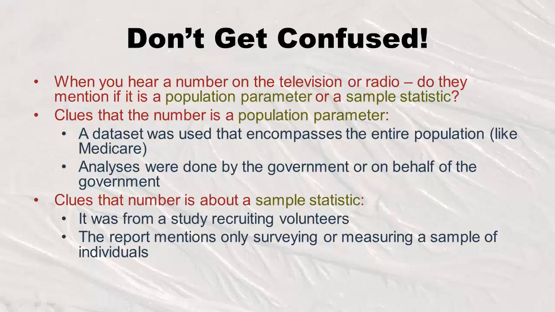Clues that someone's talking about a sample statistic is if you hear them talking about a study that recruited volunteers. Well, if it's volunteers, they didn't get everybody in the population, so it's going to be a sample. Also, surveys, for instance, surveys about who people are going to vote for. Public opinion surveys. They're never going to ask every single person in a state, who are you going to vote for? They'll just ask a sample. So if you hear about a survey, you might even have them say N equals maybe a few thousand people because that's all they surveyed. And so that's a clue that we're talking about a sample statistic rather than a population parameter.